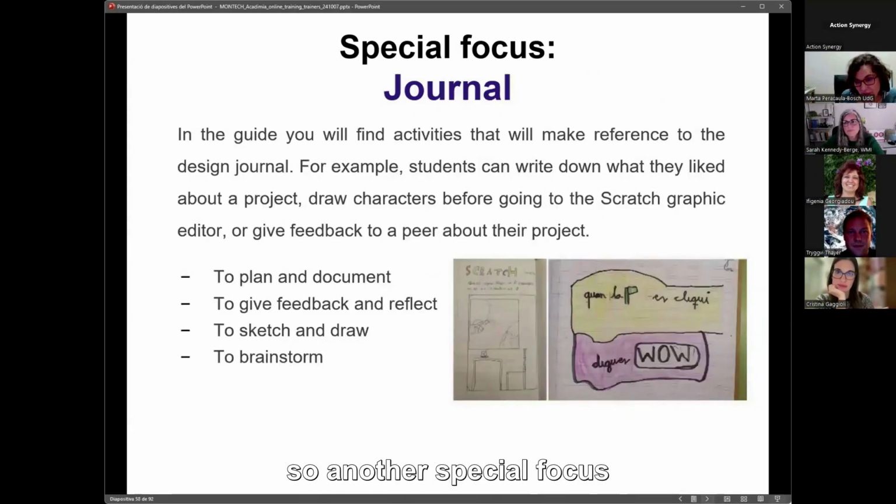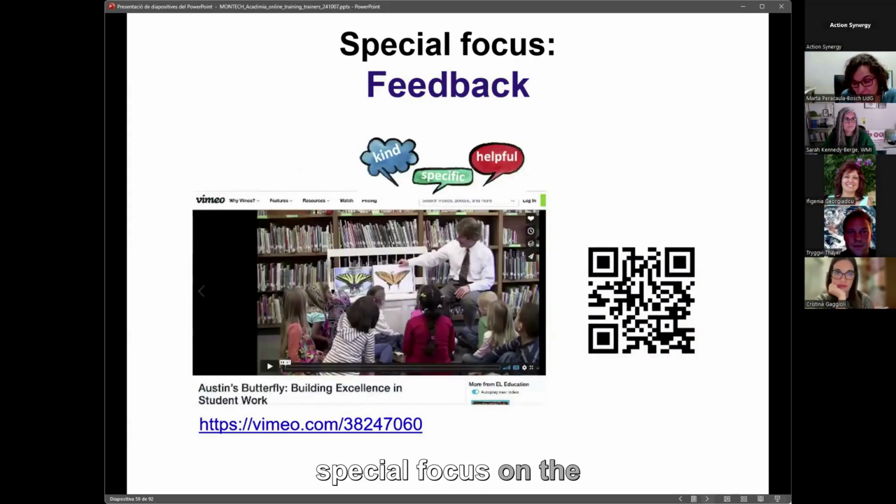Yes, so another special focus in the guide is the use of the journal, and it's explained why we use the journal and why we encourage children to use the journal in class in these activities. It was what Sarah was saying. And there's also a special focus on feedback. We like to talk with the students in the activities about how feedback should be kind, specific, helpful, useful to improve, to keep growing.